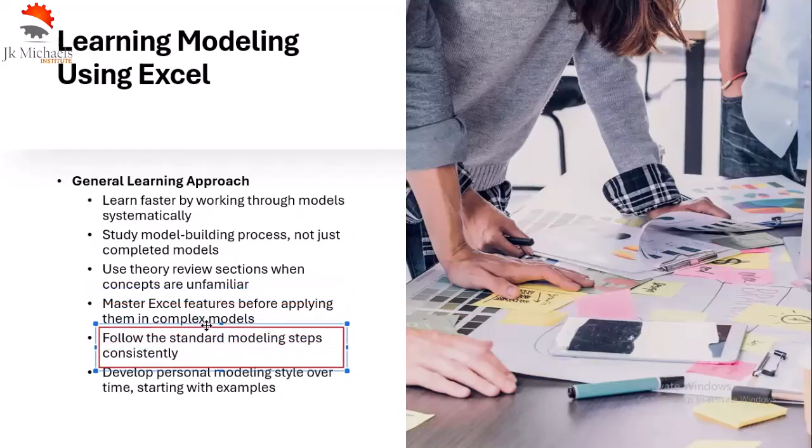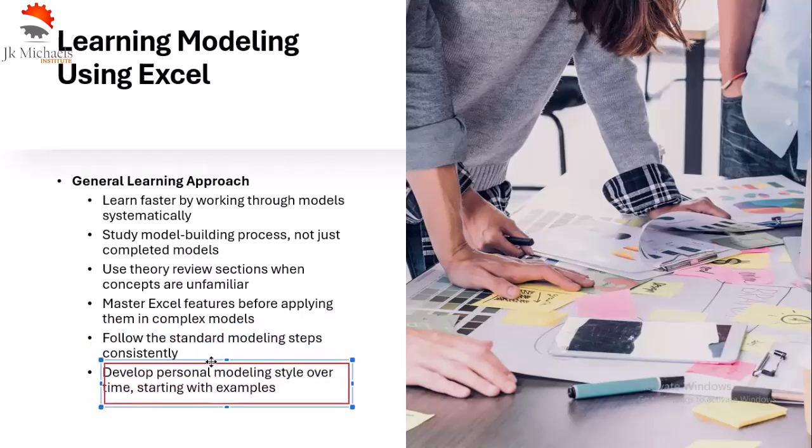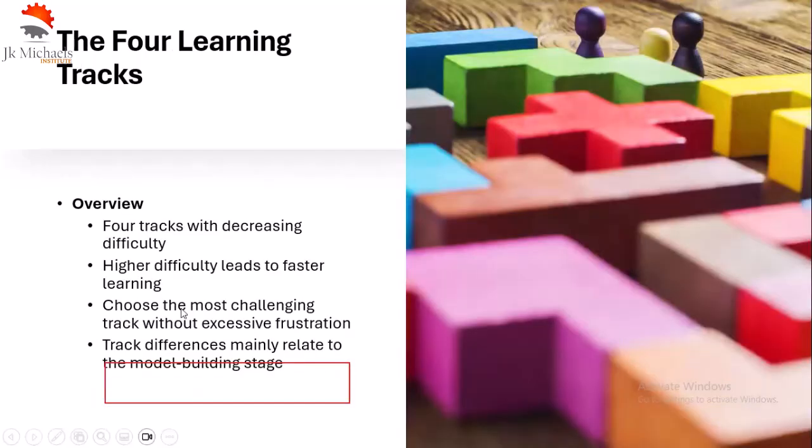You're going to follow the standard modeling steps consistently, and over time you develop a modeling style, starting with the examples we're going to use. This is just the approach you should take when you are learning. We're going to create very simple models, and from simple models we're going to go into more complex models. Then you can learn, make mistakes, improve on them, iterate, and continually improve. Now, there are 4 learning tracks.